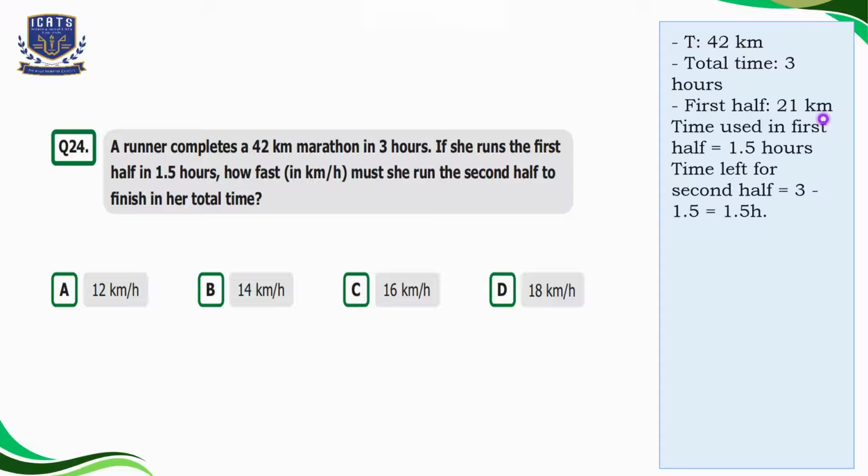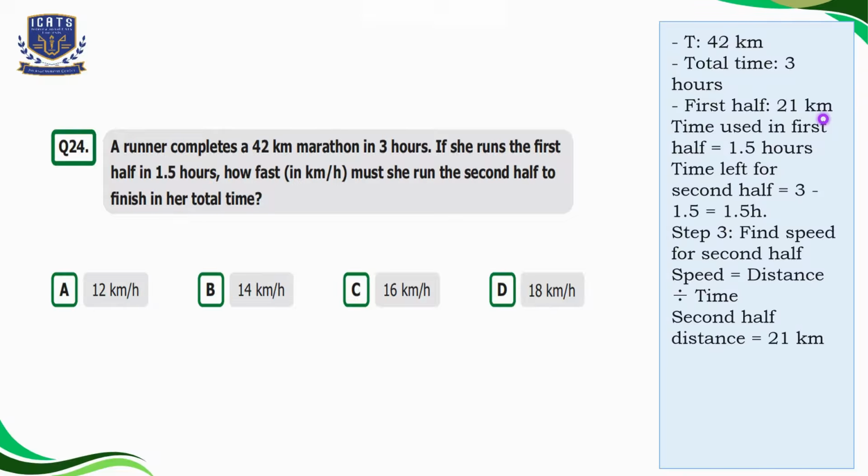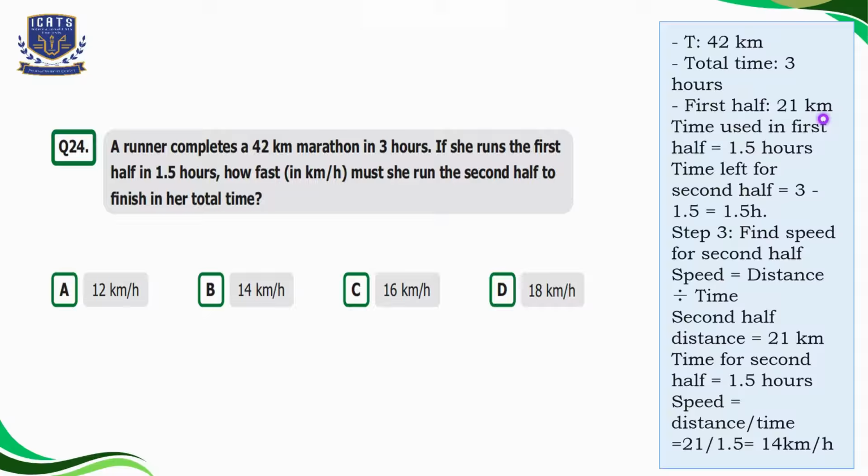So let's calculate the speed. To do that, we will apply the formula, which is distance divided by time. For the second half, the distance is 21 kilometers and the time is 1.5 hours. If we divide 21 by 1.5, the answer is 14 kilometers per hour. So she must cover the rest of the distance at a speed of 14 kilometers per hour. So we will select option B here.